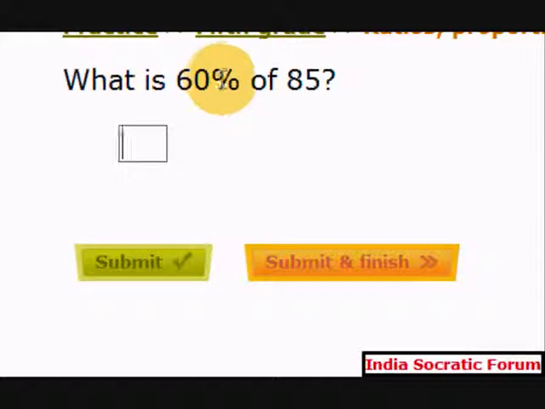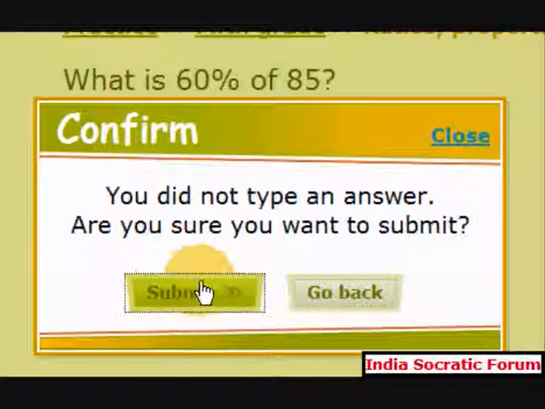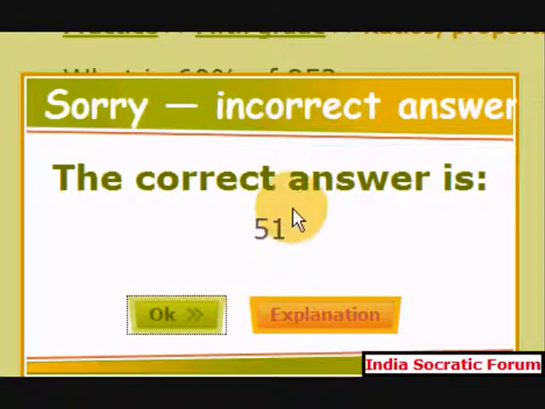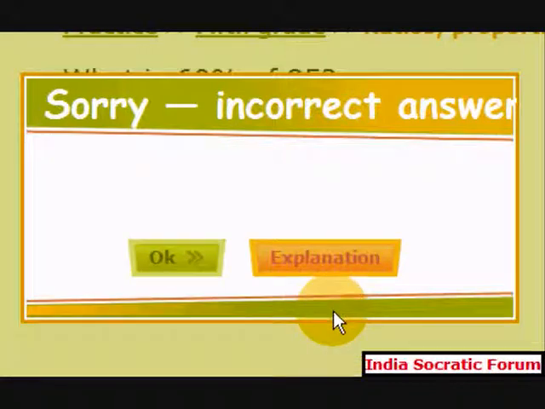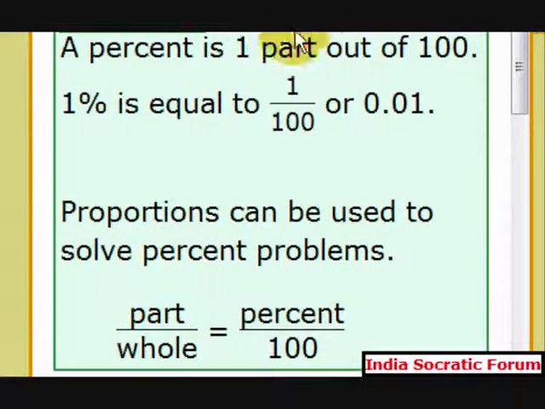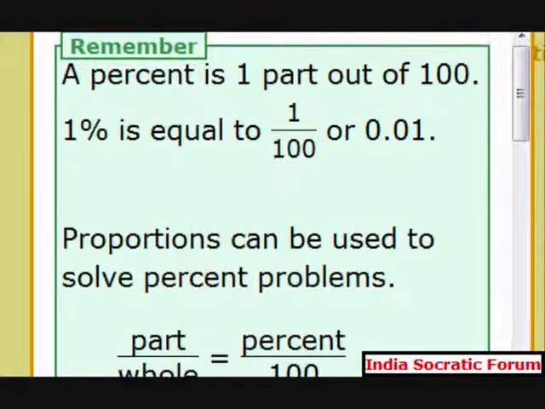What is 60% of 85? Good. The answer is 51. Do you know how? A percent is 1 part out of 100. That is, 1% is equal to 1 out of 100, or 0.01.